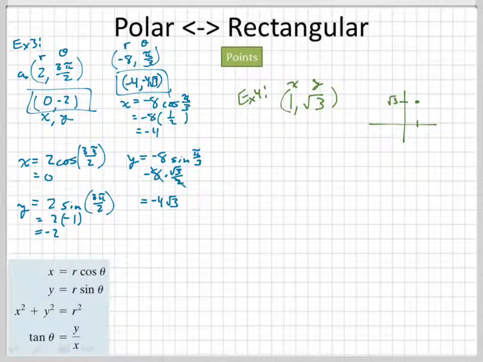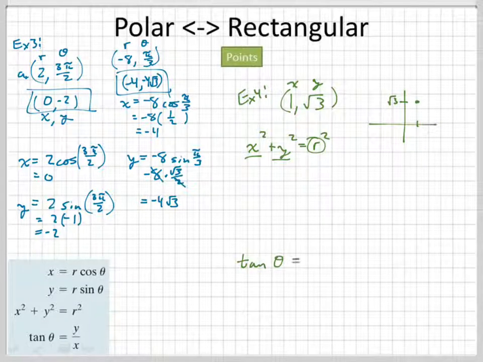Let's see. We have this formula, x squared plus y squared equals r squared. Okay, so we have an x, we have a y. This is how we're going to find our r. And then there's the other one, the tangent one. The tangent of theta equals, not x, y over x. So all we have to do here is plug in the x's and the y's to find our other variables, the r and the theta.